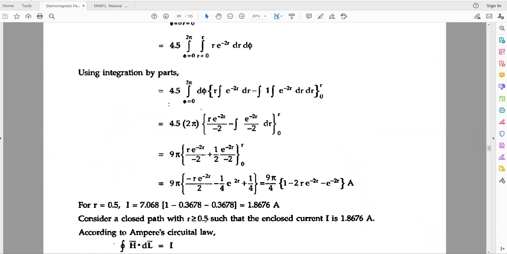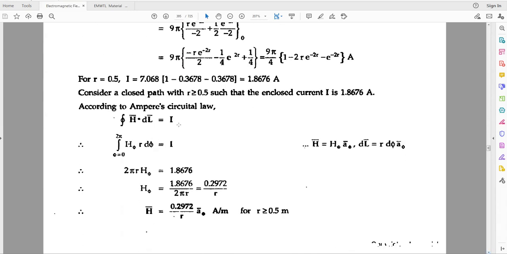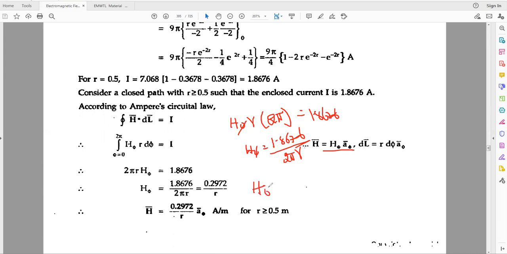Now consider a closed path with r greater than or equal to 0.5, such that the enclosed I is equal to 1.867 amperes. According to the Ampere circuit law, the closed integral of H bar dot dl bar is equal to I, which we got as 1.8676 amperes, and dl bar is in the phi direction, and H bar is equal to H phi a phi. Now H phi into r d phi, with upper limit 2 pi, is equal to 1.8676. So H phi is equal to 1.8676 by 2 pi r. After simplification by substituting, H phi is equal to 0.2972 by r. Therefore, H bar is in the direction of a phi bar.